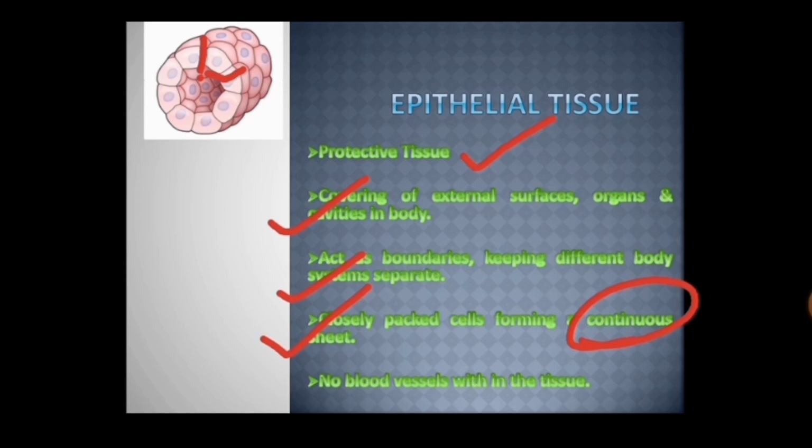And right children, another important thing about the epithelial tissue is that there are no blood vessels within this tissue, right? epithelial tissue में कोई blood vessels नहीं होती. Now what would happen if there were blood vessels inside the tissue? That means, again, let us take the example of a skin. Okay children, because the skin is something which is visible to us, that we can visualize in a better way.